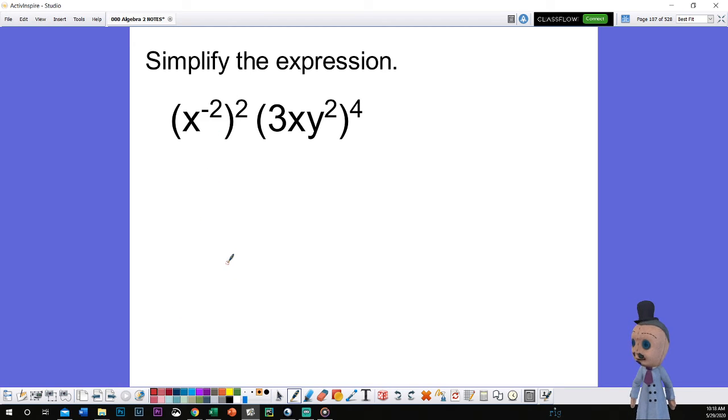Next, we're going to combine a whole bunch of stuff here, all into one. This 2 gets distributed only to that negative 2. They're touching, so they multiply.